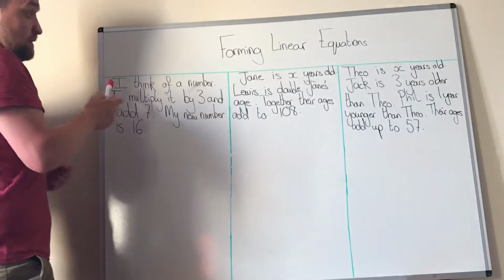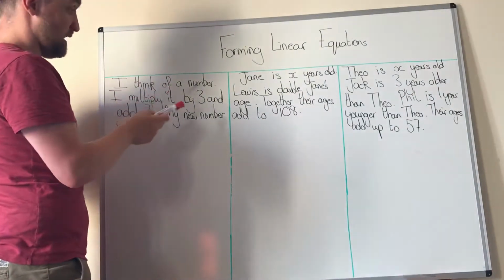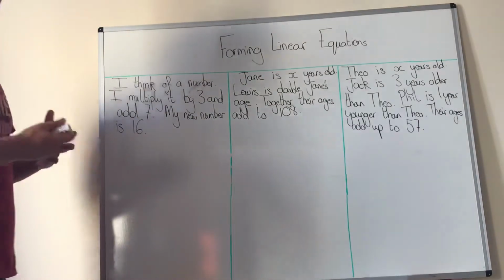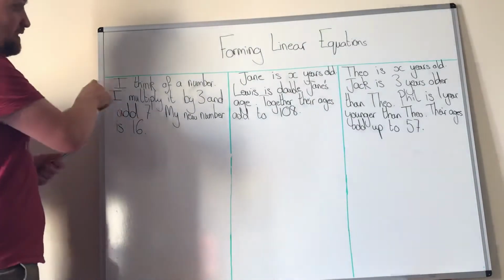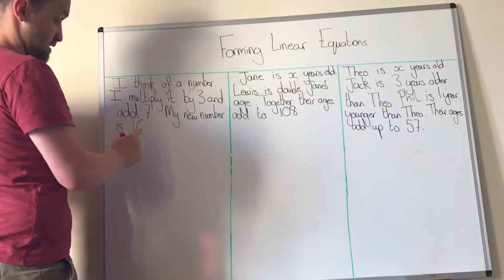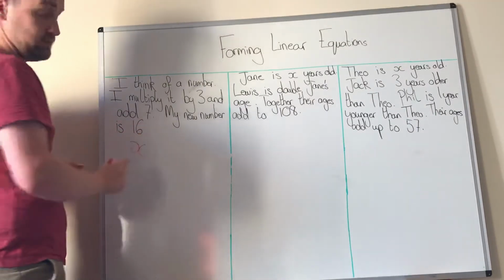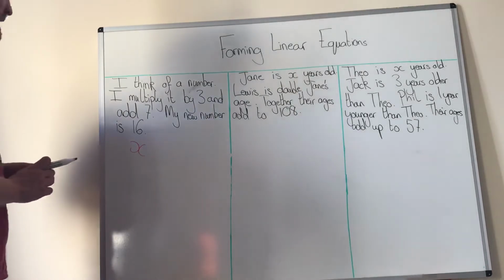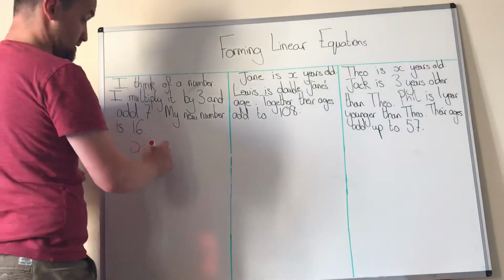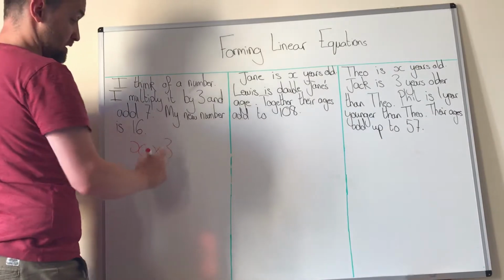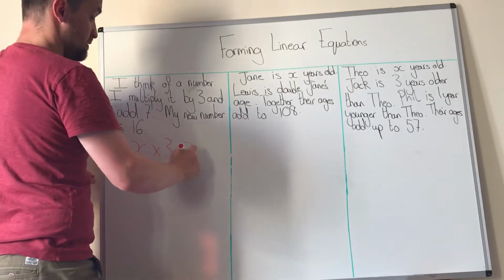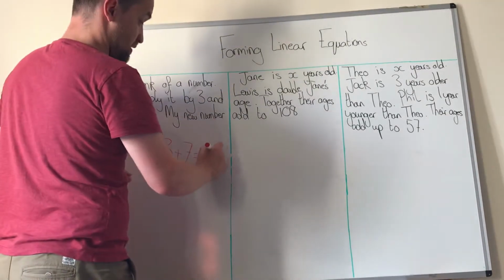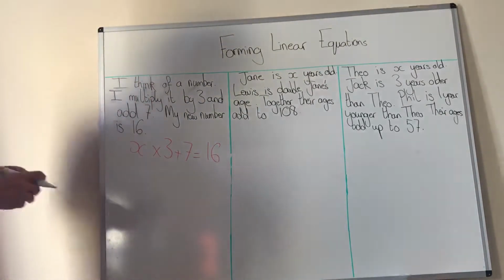So first question, I think of a number, I multiply it by 3 and add 7. My new number is 16. So what we're going to do is set up an equation. I think of a number, we don't know what the number is, so I'm going to call it x. Okay? I multiply it by 3 and add 7. So I multiply, times by 3, and then add 7. My new number is 16. So all that adds to 16.